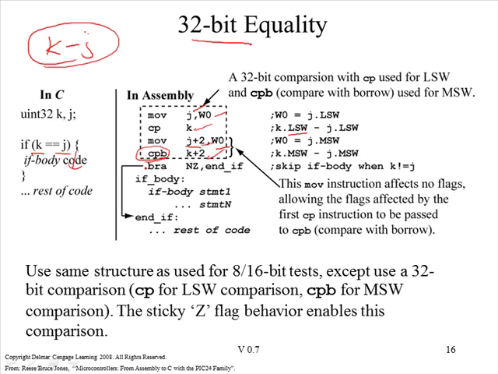At this point, the Z flag has been affected. For a branch, we're going to want to skip this if body if k is not equal to j. So we're going to want to do a branch on not 0 to this end if. If this branch is taken, then it means that k was indeed equal to j, and we'll execute the if body.